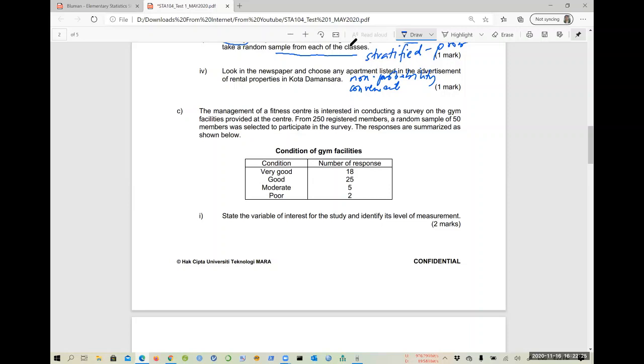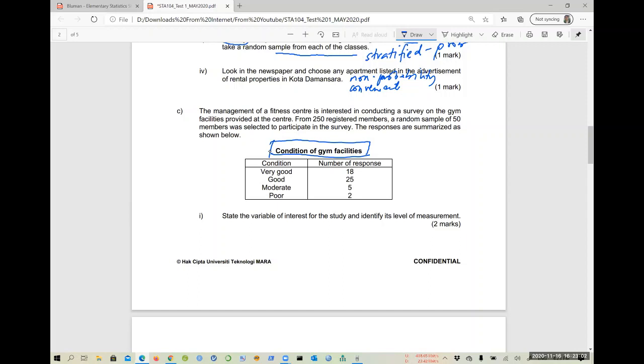So what is the management interested in researching? In this case, they want to know the condition, actually the response on the condition of the gym facilities. So that is basically the variable. Okay, the response on condition of gym facilities. So your variable will be the condition of gym facilities.